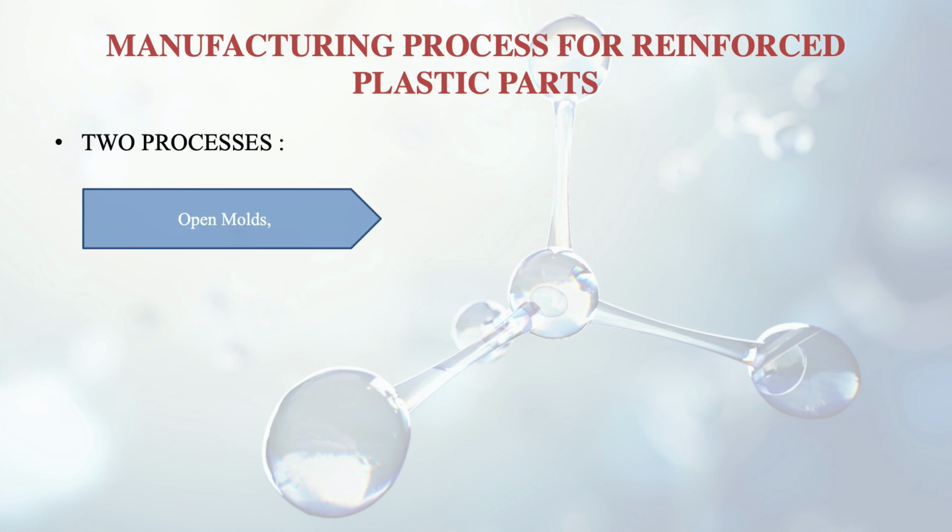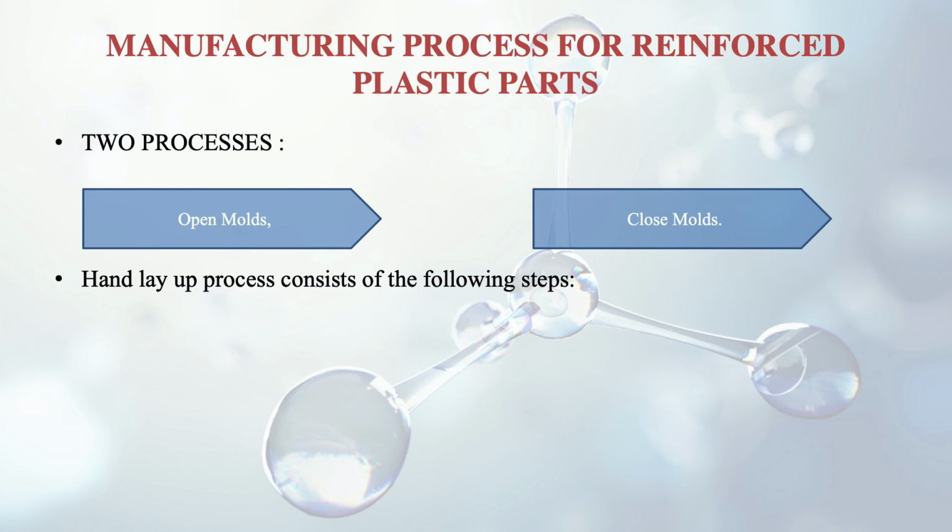Now we discuss the manufacturing process for reinforced plastic parts. These plastics are reinforced because we are using the fibers, either carbon or glass fibers. Now we are learning about the manufacturing process. There are two processes: one is the open mold and the other is the closed mold. The first process is the hand layup process. It consists of the following steps.